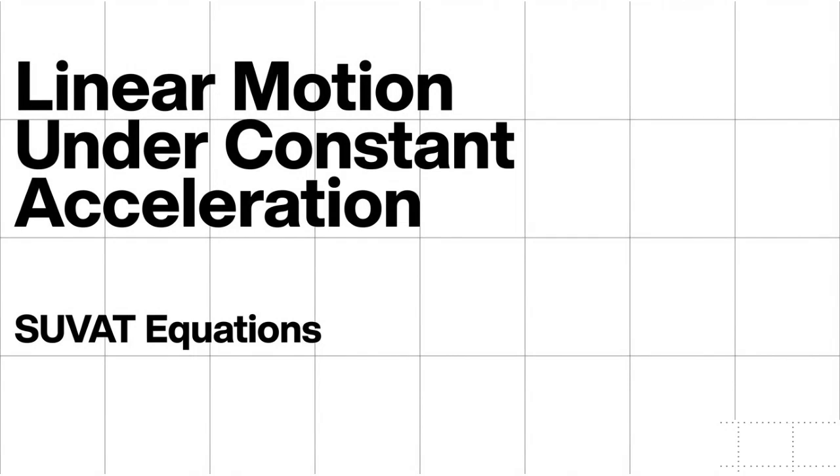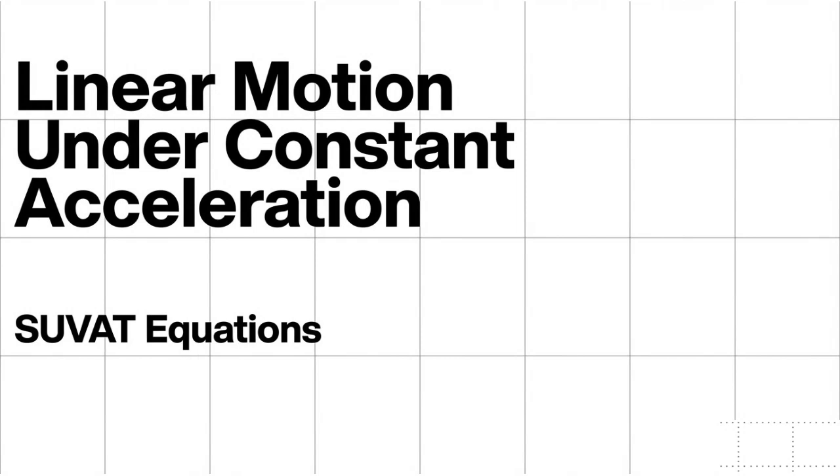Let's explore linear motion when acceleration is constant, focusing on the SUVAT equations. These equations are essential for solving problems involving objects moving in a straight line with uniform acceleration. Throughout this presentation, we'll break down what each variable represents and how to use the equations effectively in physics.